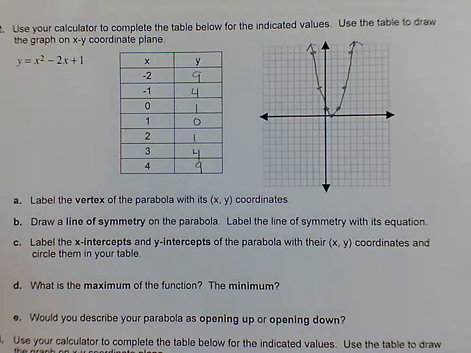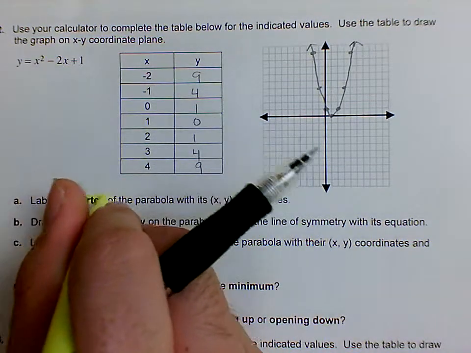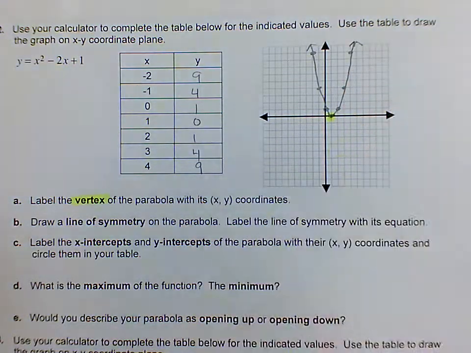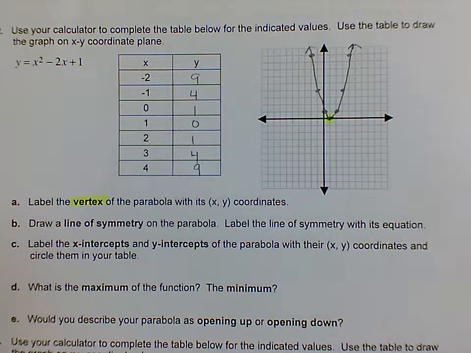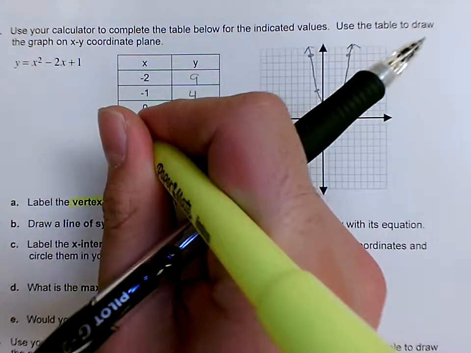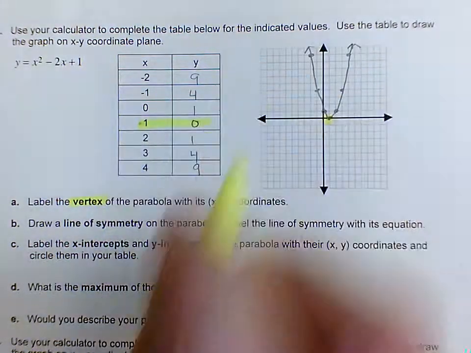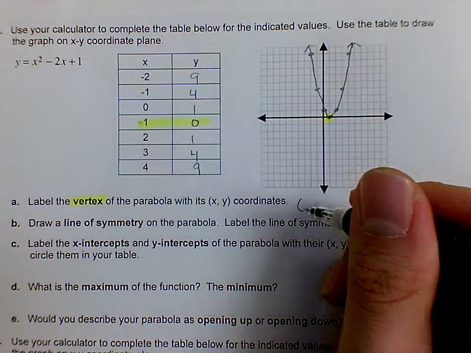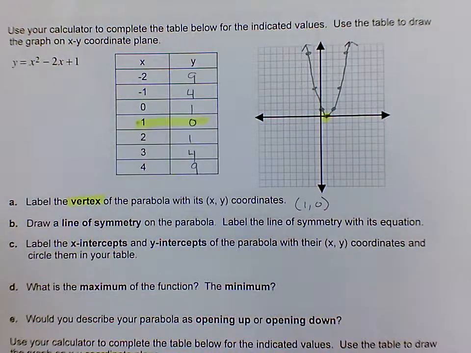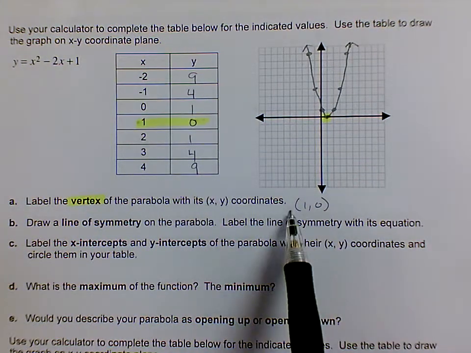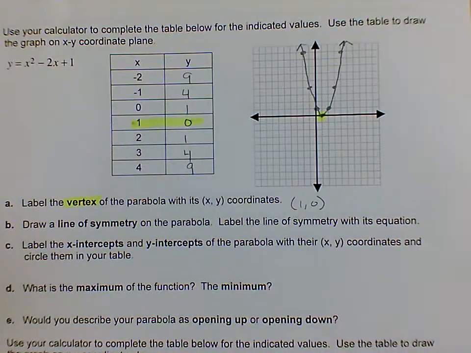I'm going to label the vertex in yellow. Okay. So there's my vertex right there. It's the bottom of the parabola. That point is going to be 1, 0. I'm also going to highlight it here in the table. So 1, 0. Once again, if you label that in the questions or you label that in the graph, I don't care. Either way is fine with me.